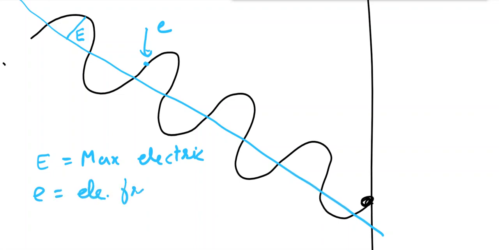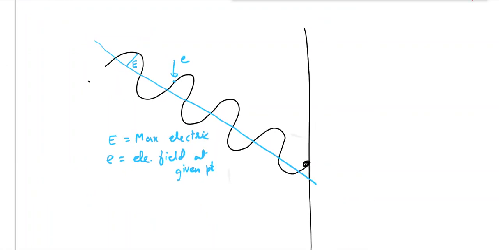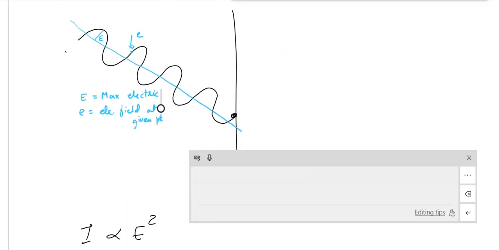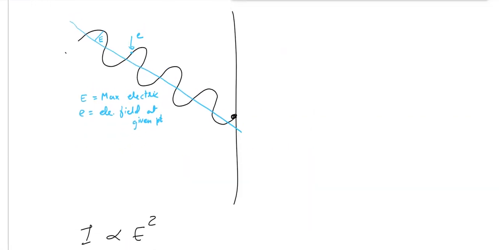Electric field at a given point at a given time. So how much light intensity this point will get is determined by the square of the amplitude. Amplitude here is E.